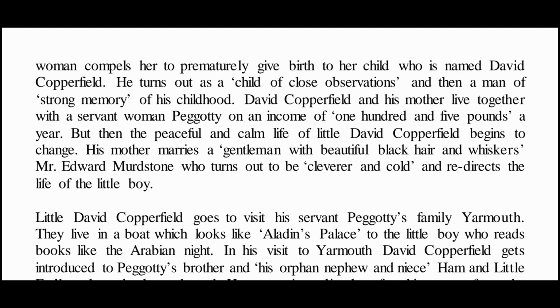David Copperfield turns out as a child of close observation and then a man of strong memory of his childhood. David Copperfield and his mother live together with a servant woman, Peggotty, on an income of £105.